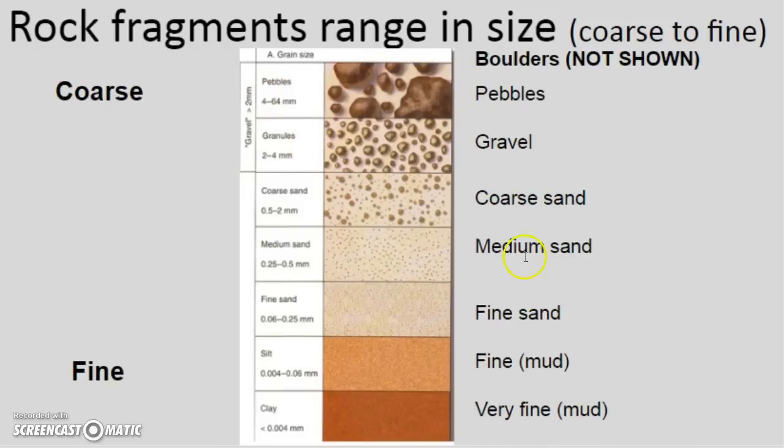We can talk sand. Sand is just smaller than pebbles and gravel. But you can have coarse sand, you can have medium sand, you can have fine sand. Right? It's all based on the sizes of them. You can have fine sediment that we call silt, right? What we refer to as mud. And you can have very fine muds that we call clay. So we have a sequence here from large to small that we call coarse and fine.